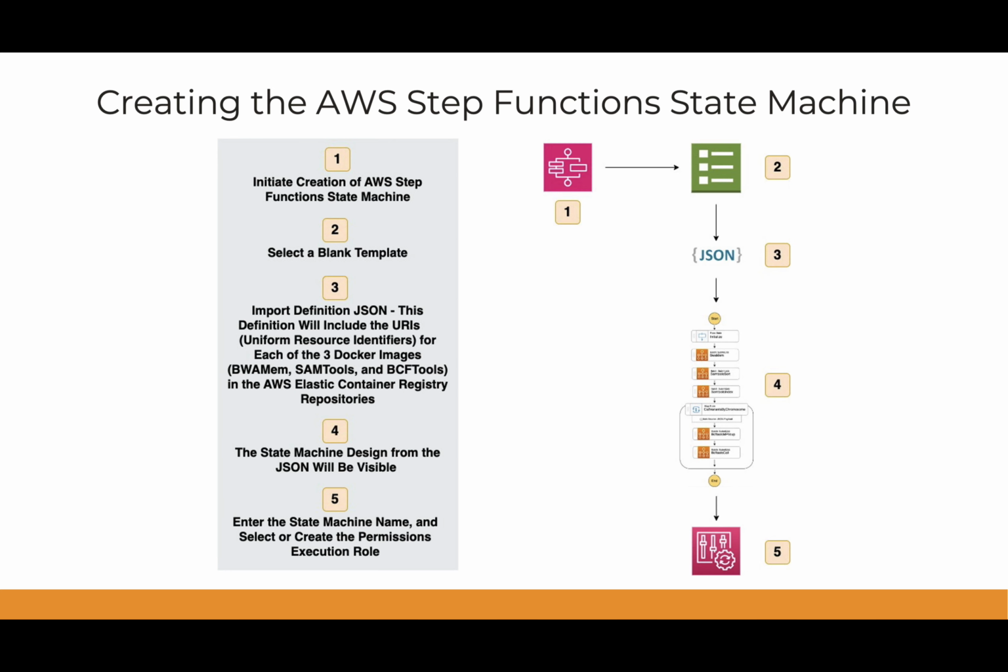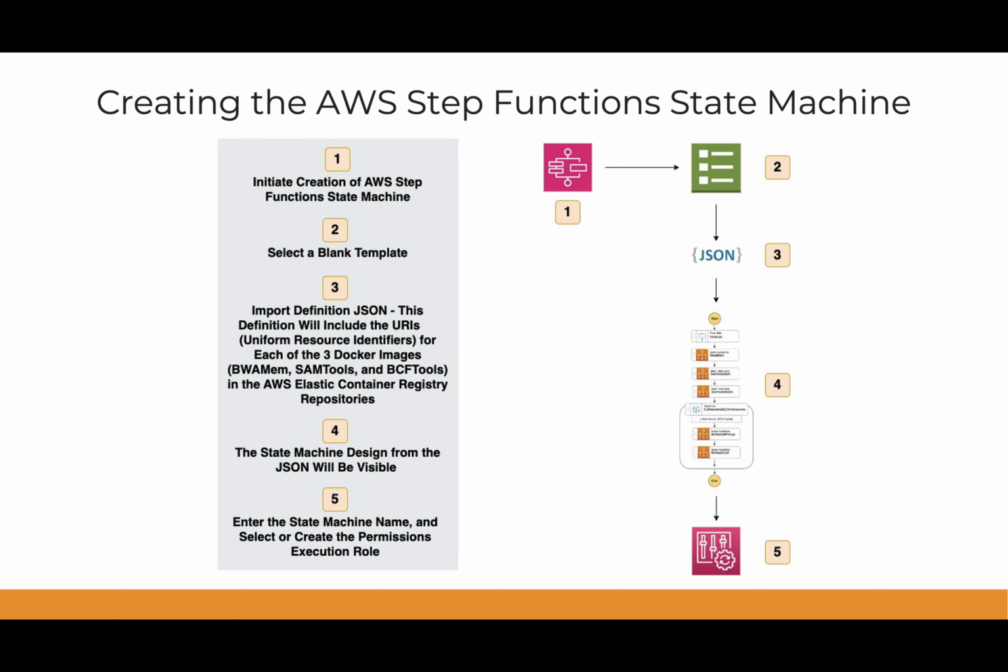The creation of the AWS step function state machine involves importing the definition JSON file, which includes the Uniform Resource Identifier, or URI, that we collected during the previous pushing BWAMem, SAMTools, and BCFTools Docker images to the AWS ECR Repository step. The state machine design is displayed, and we enter the state machine name and select or create the permissions execution role.